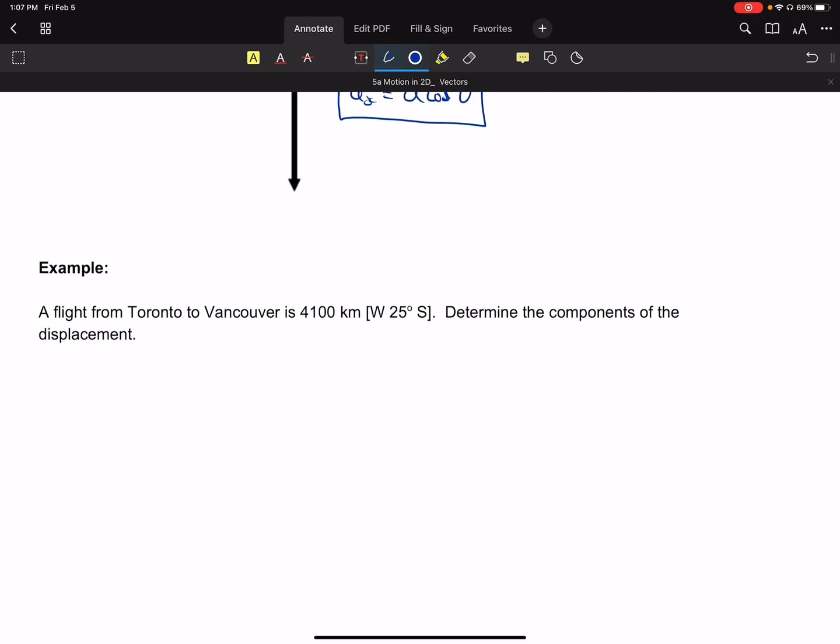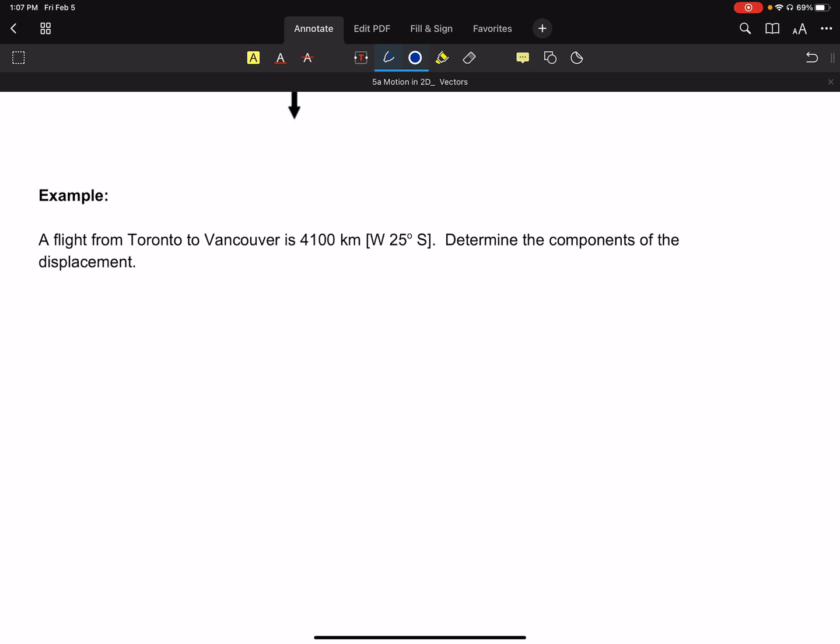So let's have an example here. A flight from Toronto to Vancouver is 4,100 kilometers west, 25 degrees south. Determine the components of the displacement. So I'm going to draw this vector. I always pretend like I'm actually seeing it on here. It's going west and then 25 degrees south. Kind of something like that. So this is going to be 4,100 kilometers, and this is the west 25 degrees.